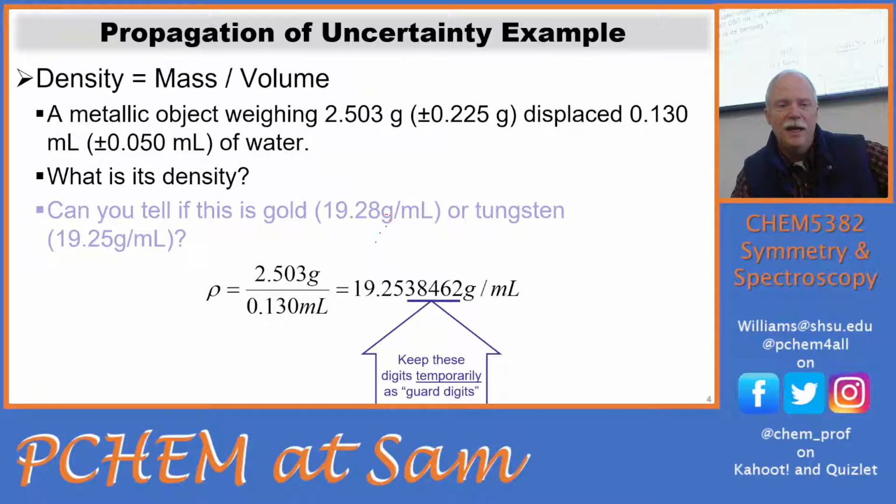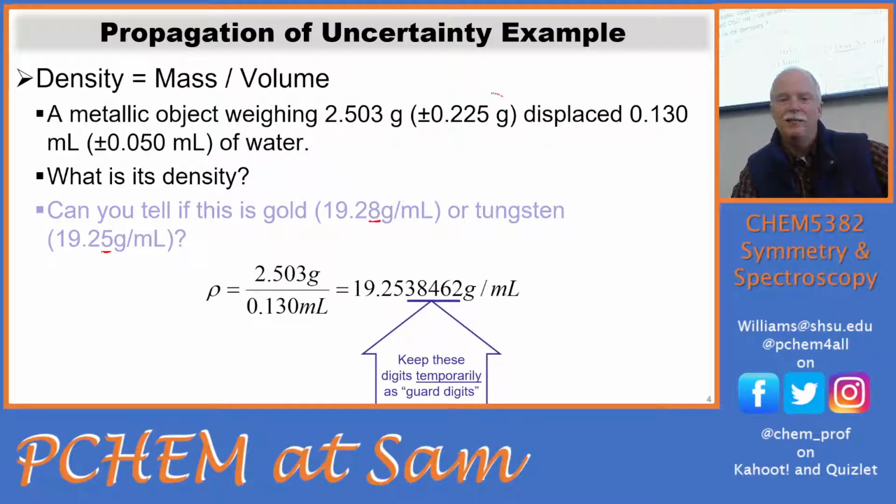Okay. And then the second question: can I tell if it's gold or tungsten? Look at gold and tungsten. Gold is 19.28 and tungsten is 19.25, and it says 19.25384. So it looks like it's tungsten, right? If I was just doing this calculation, I would say it's tungsten, clearly. But what's my uncertainty?